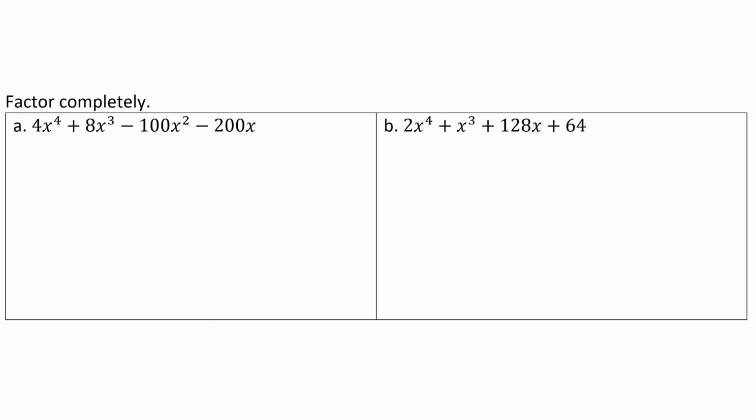Two more examples. Can we factor completely? In example A, 4, 8, 100, and 200 are all divisible by 4, and each of those 4 terms have an x in them. So let's make our lives a little bit easier by factoring a 4x out first. Now that's complete in terms of the greatest common factor.